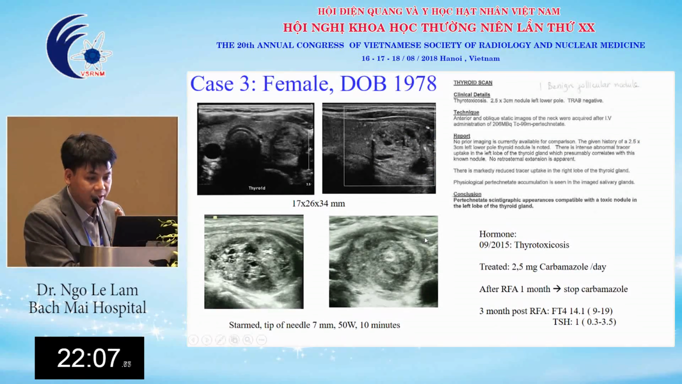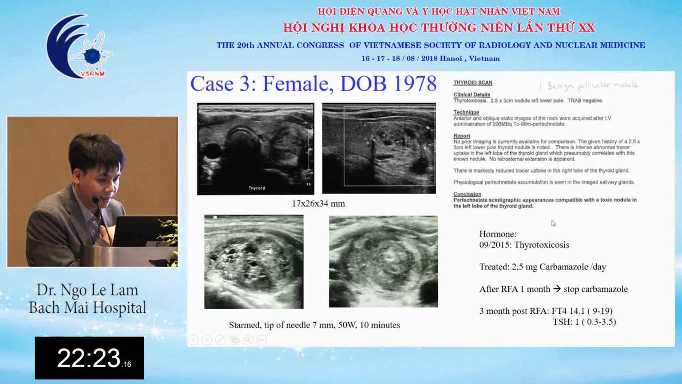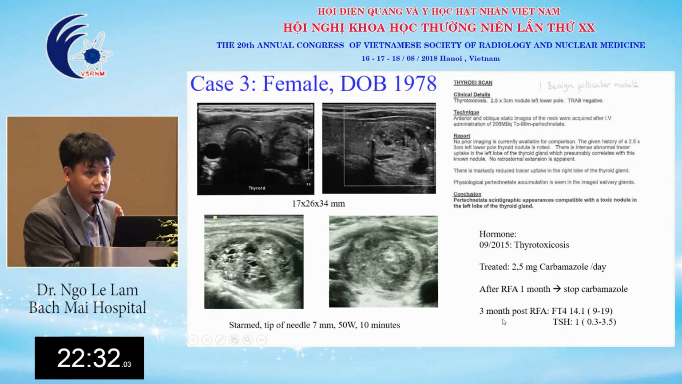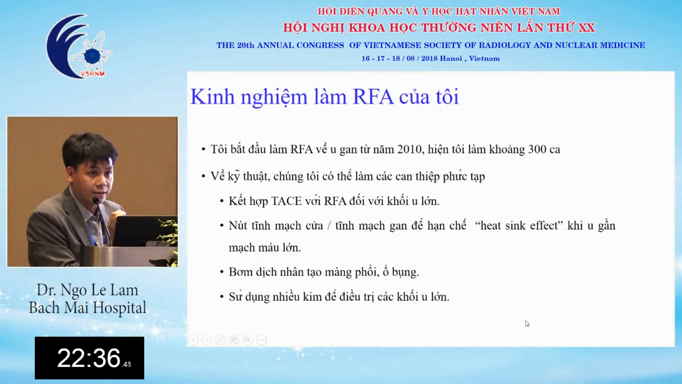Another patient. This is a Vietnamese living in Australia. The patient had hypothyroidism and thyrotoxicosis. So we treated with IFA, and after just 1 month the patient stopped the medication, and at 3 months after IFA, you can see everything go back to normal.